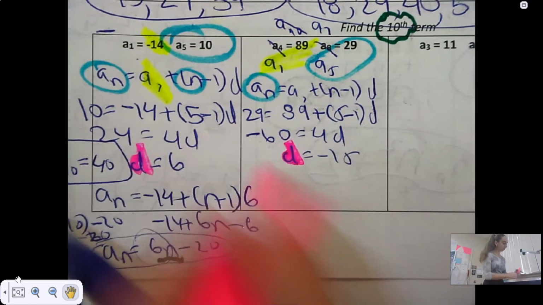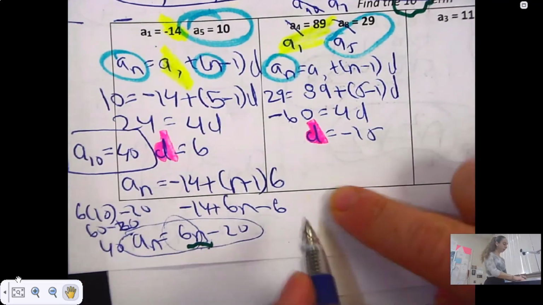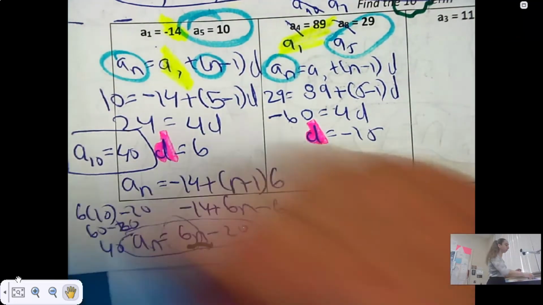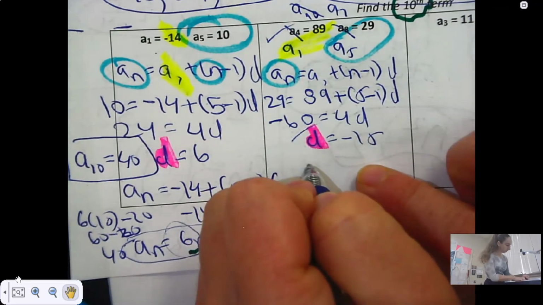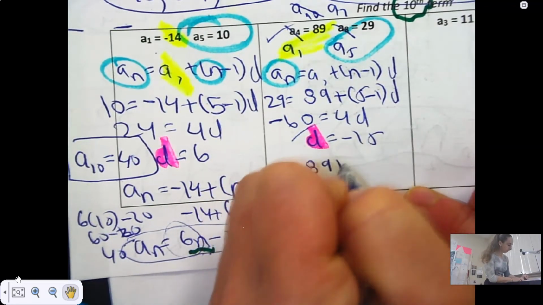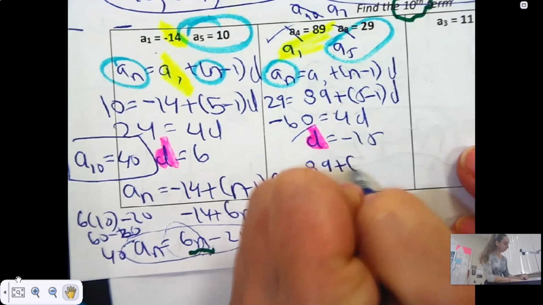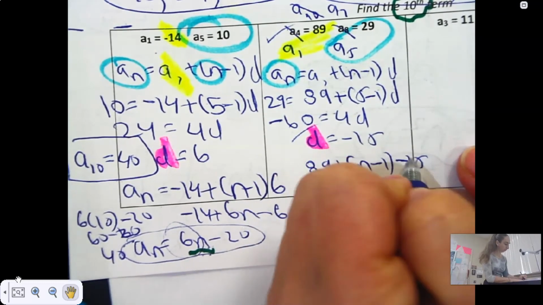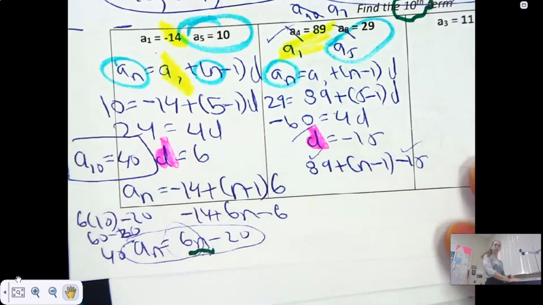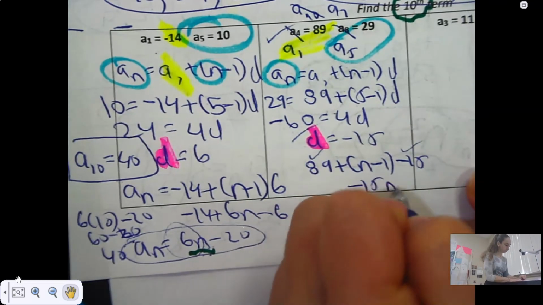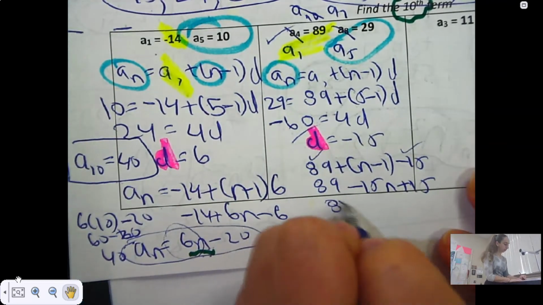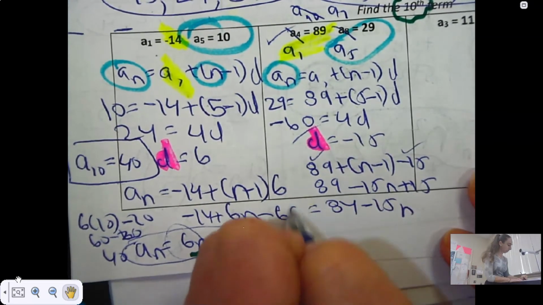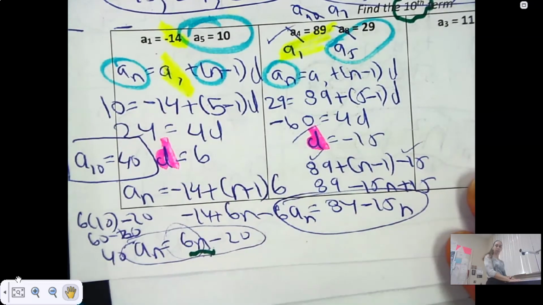Well, now that I have the pattern, I can find the formula, because what do I need for a formula? The first term and the pattern. So I'm going to go 89 plus n minus 1 times negative 15. The first term, the pattern. Distribute, distribute. And then 84 minus 15n. That is my explicit sequence.